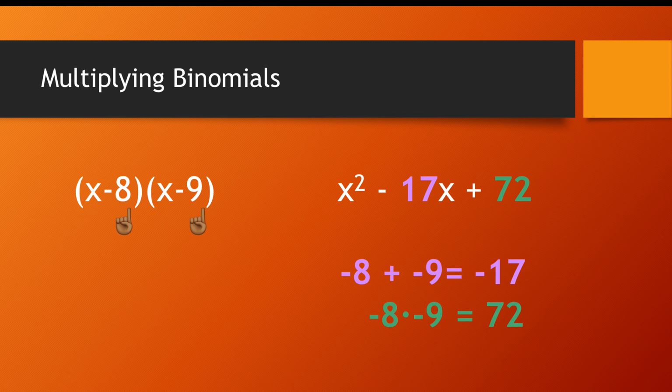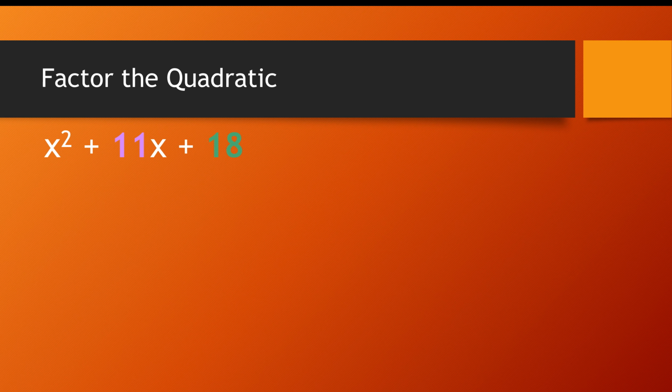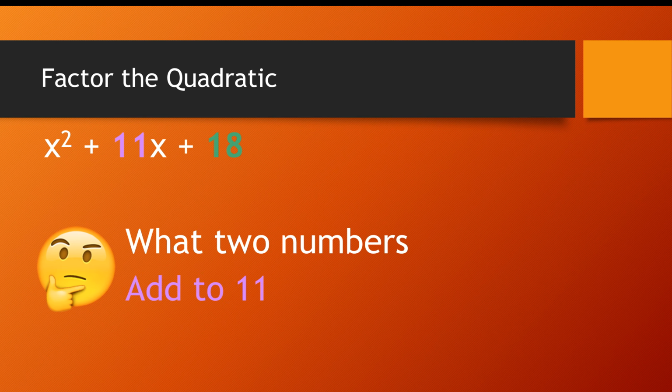So now that we've seen that pattern, we're going to use that to factor quadratics. This is a polynomial that has a special name, which is a quadratic: x squared plus something x plus something. To factor this, we're going to solve this little puzzle. We're going to think what two numbers add to 11 and multiply to 18.